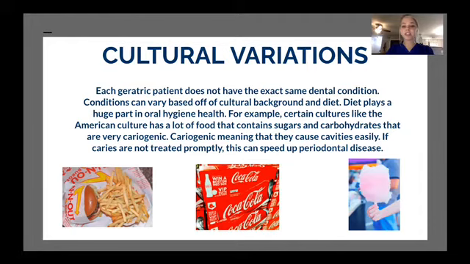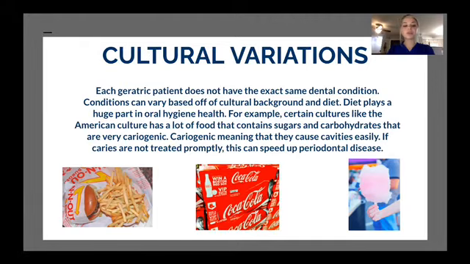So not every patient has the exact same dental conditions, meaning not each geriatric patient has xerostomia or periodontal disease. Conditions vary based off of different cultural backgrounds and diet. Nutrition is a huge part in oral health and oral hygiene. For example, certain cultures, like the American culture, have a lot of foods that contain sugars and carbohydrates that are extremely cariogenic. Cariogenic meaning that they cause cavities easily. If caries are not treated promptly, this can speed up the process of periodontal disease.